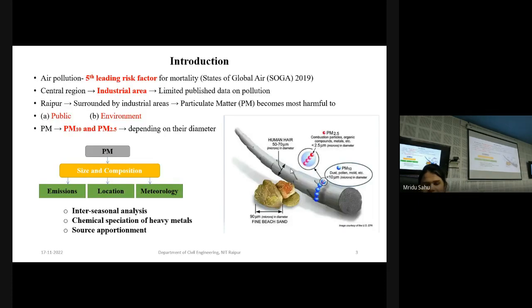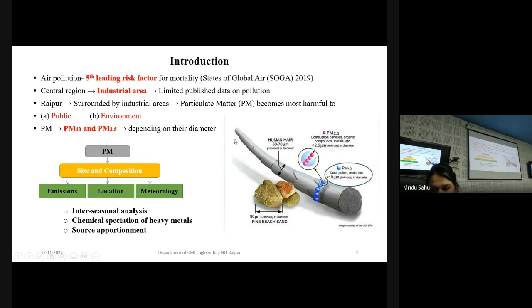Now, in this image, first of all, I just want to ask one question. How many of you are aware of PM 2.5 and PM 10? What is the size of that particulate matter? Have you heard about PM 2.5? Are you able to imagine it? If not, then from this figure we can clearly identify it.